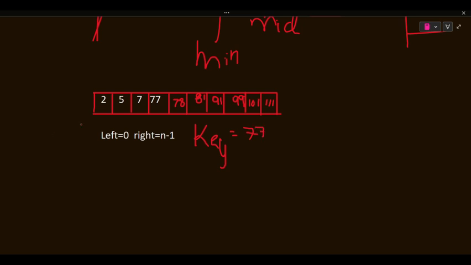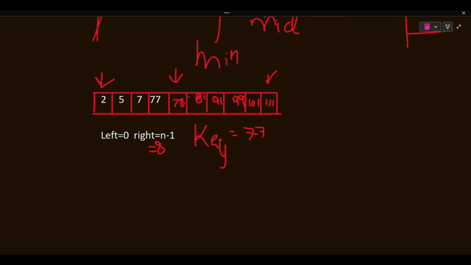So first we'll start with left equal to 0 and right equal to n minus 1. In this case n is 9, so n minus 1 will become 8. This is nothing but the last index. So we start right from here and left from here. Now to find the mid value, 0 plus 8 by 2 will become 4. So our mid will become 4.